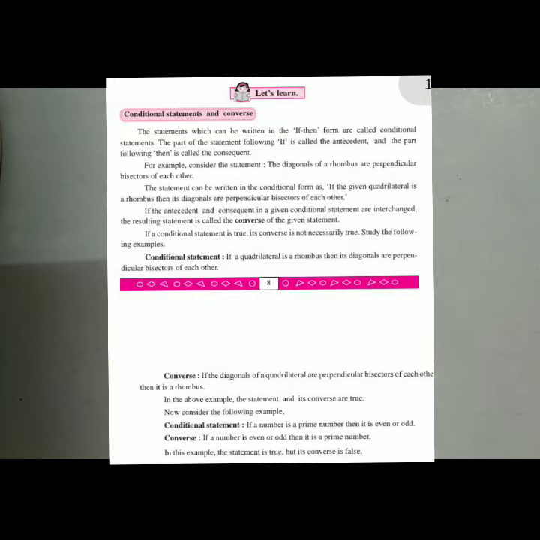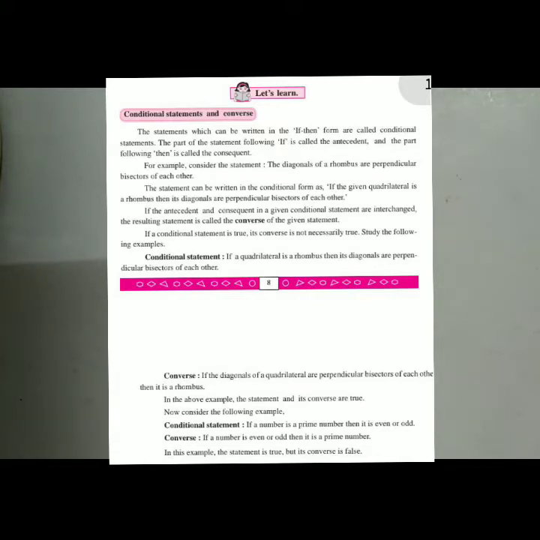In the theorem, the first important part is the statement. By using the statement, we can write the given and the to prove, and for the proof of to prove, we can write the proof. So let's see first about conditional statements and the converse.